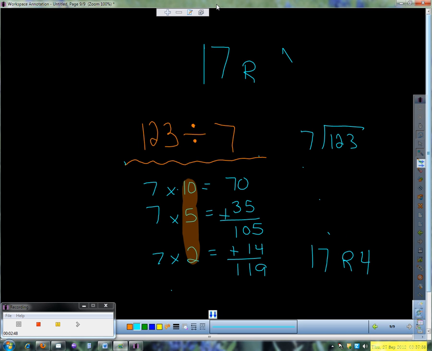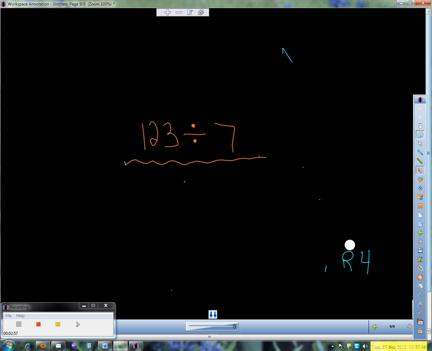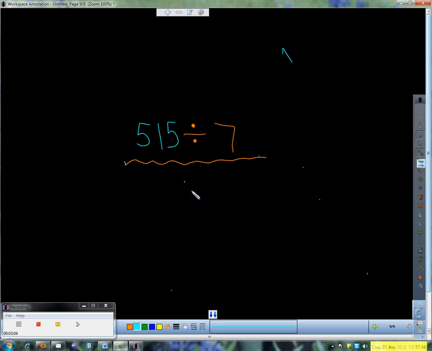Now what if I wanted to go bigger? Let's look at a bigger number. What if I had a much larger number like 515 divided by 7? I could still start with 7 times 10. This is going to take me a lot longer to get up there. So I can multiply 7 by something much larger to get closer right off the bat.